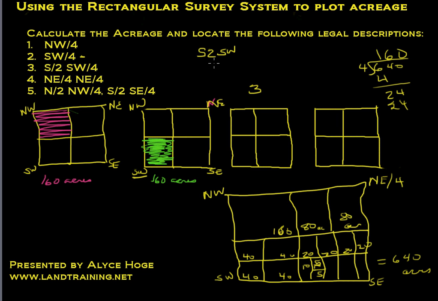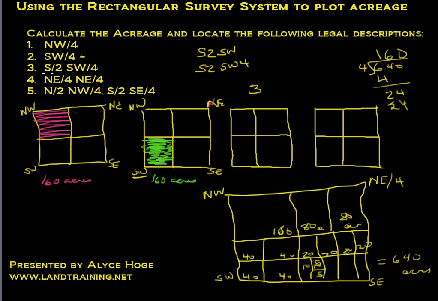So just be aware, or they could put south half, southwest quarter like that, or they don't even have to put the number. So that is the same thing. That's the south half of the southwest. It's all the same thing. So you just need to recognize you may not see it on a deed or in a lease with the slashes. It's still the same thing.